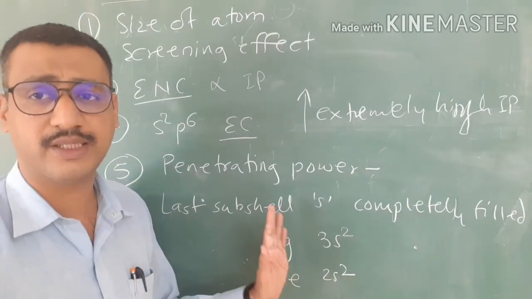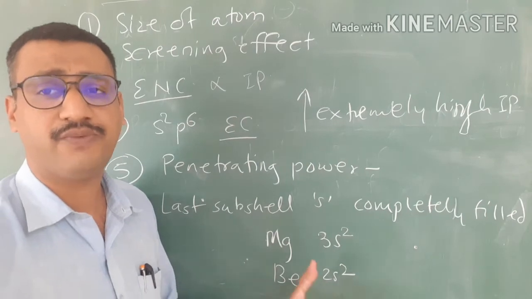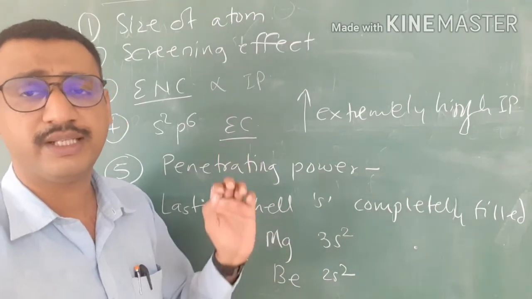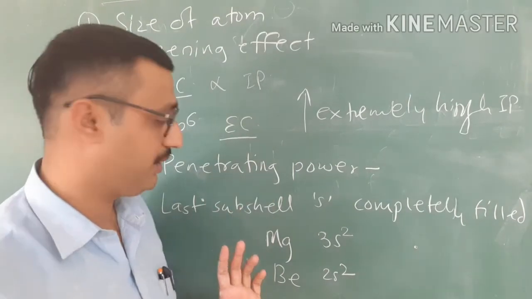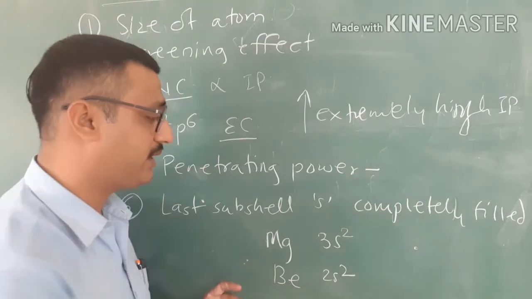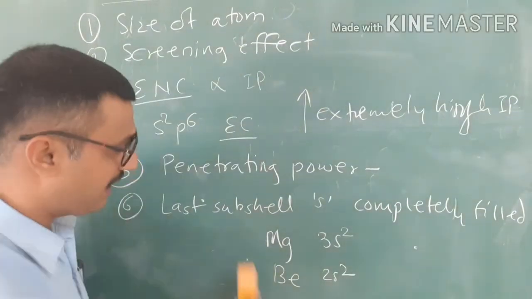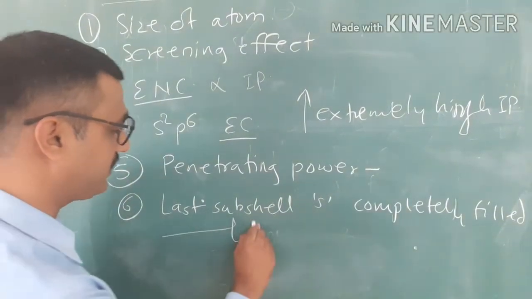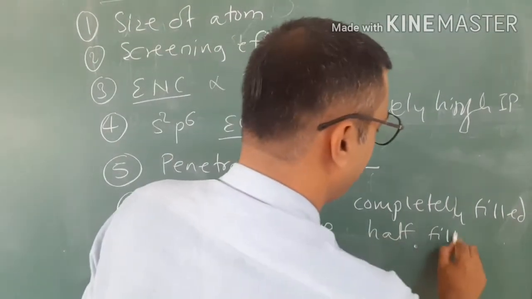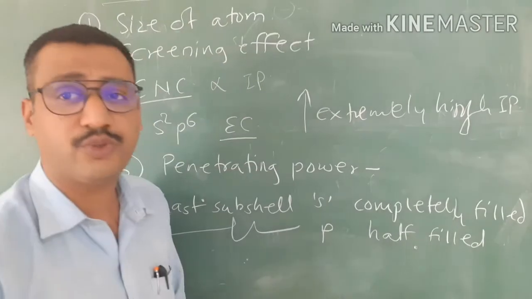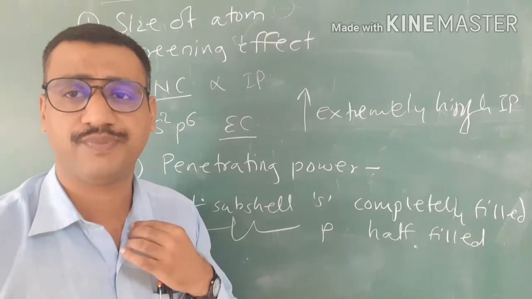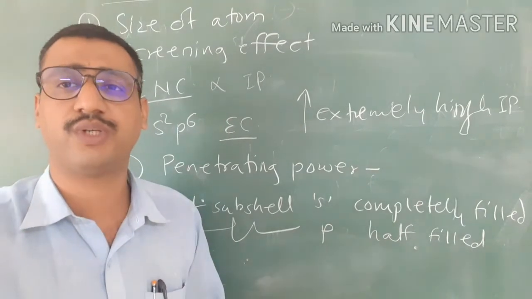If the last subshell is an s subshell and it is completely filled, means it consists of 2 electrons in its valence shell, then that is stable, so it corresponds to a higher ionization potential value. Same is the case if the last subshell is the p subshell and it is half filled, then also it shows comparative stability, and more energy is required to take out the electron.